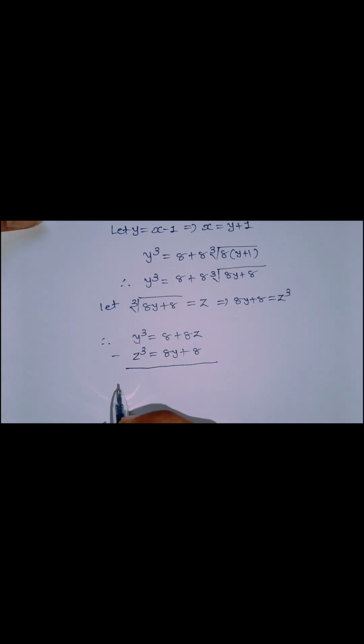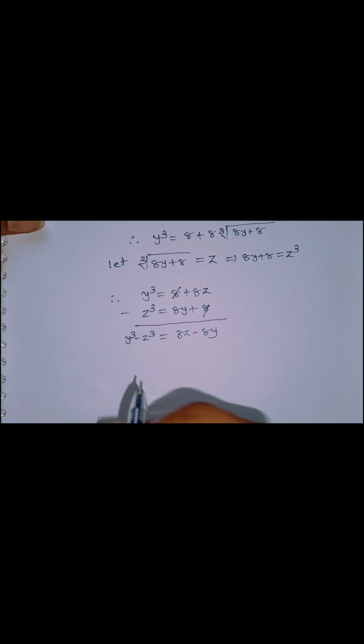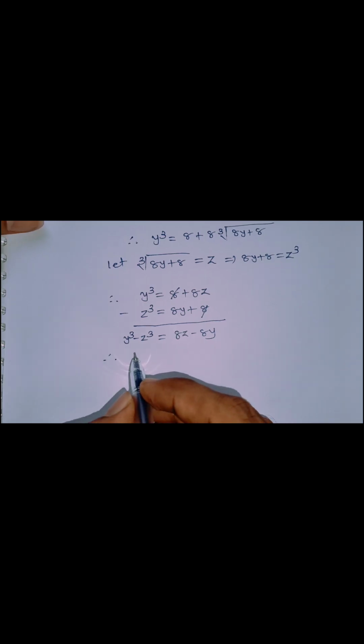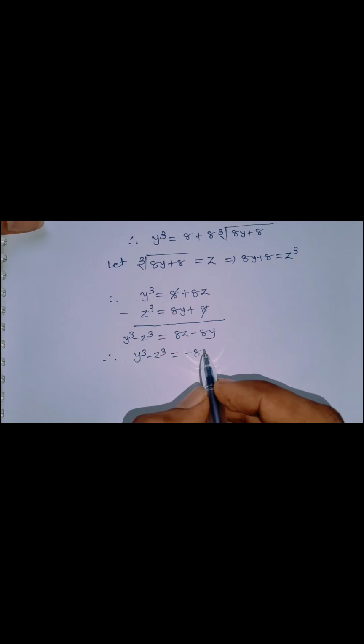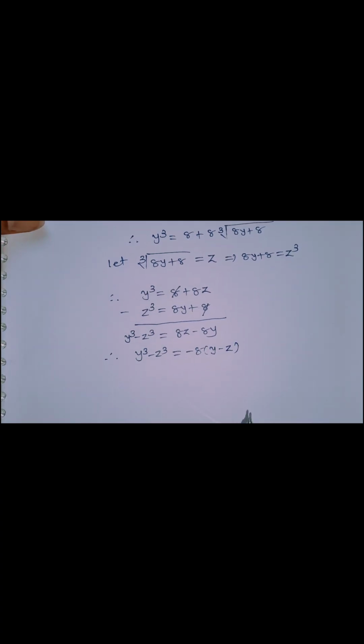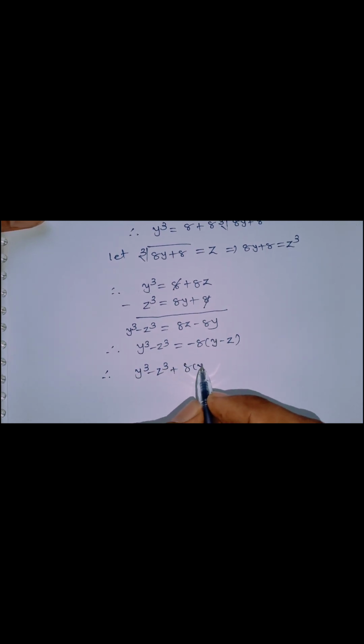Now y^3 - z^3 equals, this 8 and minus 8 cancel out directly here, right? Means 8z - 8y. This is clear. Now this is y^3 - z^3, as it is, equal to, here consider minus 8 common, then y - z. Now move this whole part to this side. Therefore, y^3 - z^3 + 8(y - z) = 0.